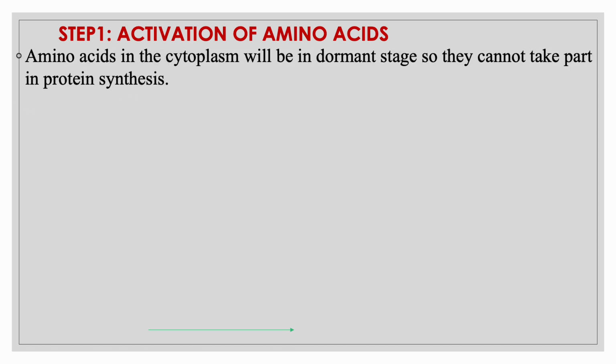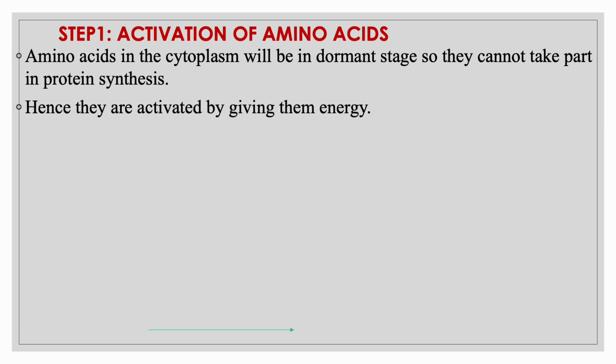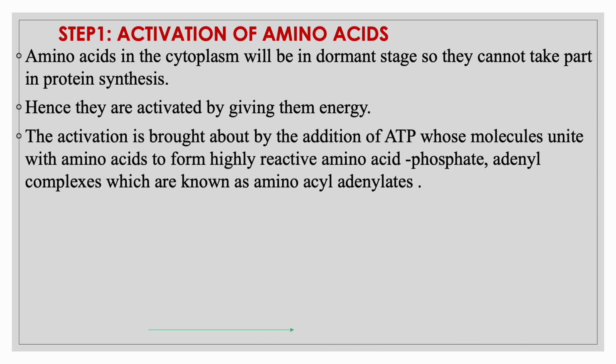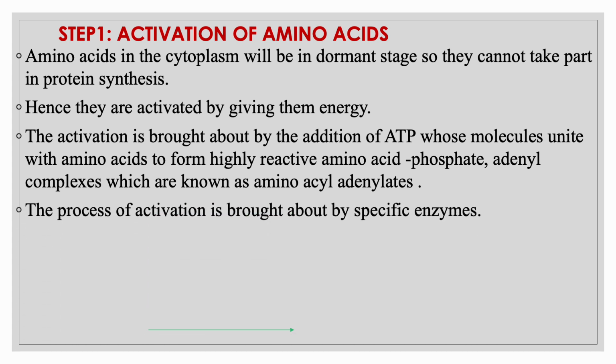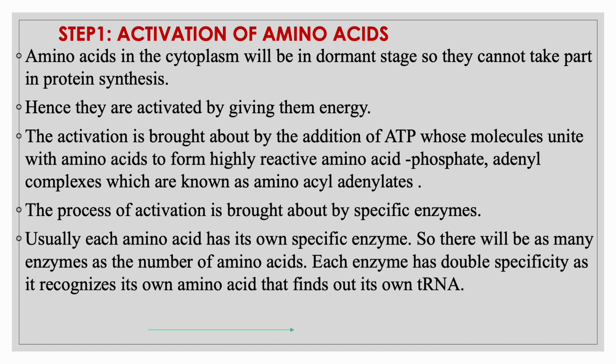Amino acids in the cytoplasm will be in a dormant stage, so they cannot take part in protein synthesis. Hence, they have to be activated by giving them energy. The activation is brought about by the addition of ATP, whose molecules unite with amino acids to form highly reactive amino acid phosphate adenyl complexes, which are known as amino acyl adenylates. The process of activation is brought about by specific enzymes.